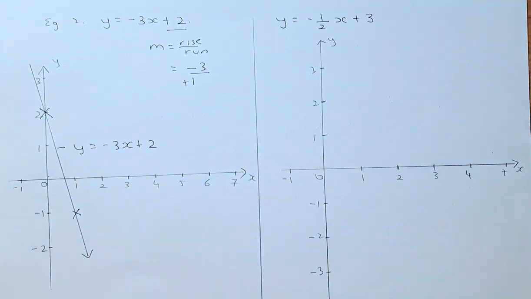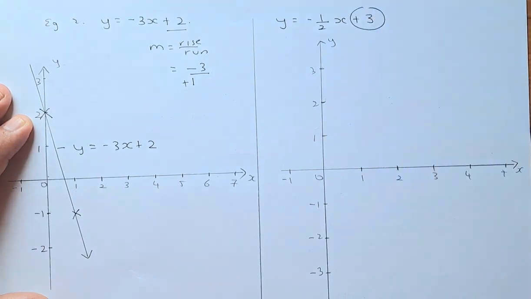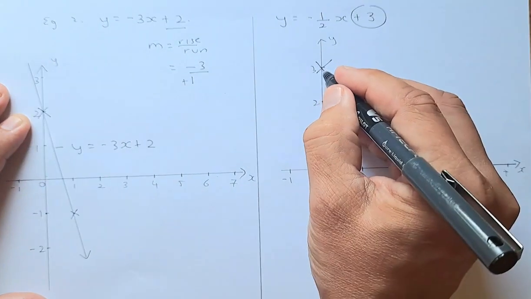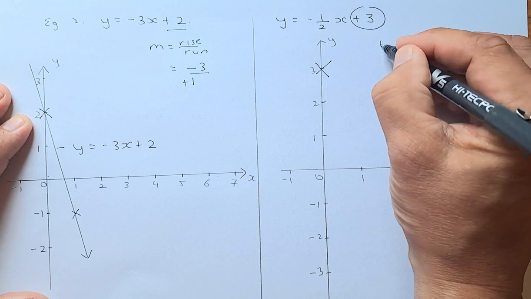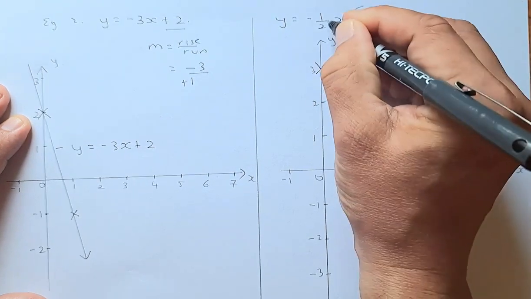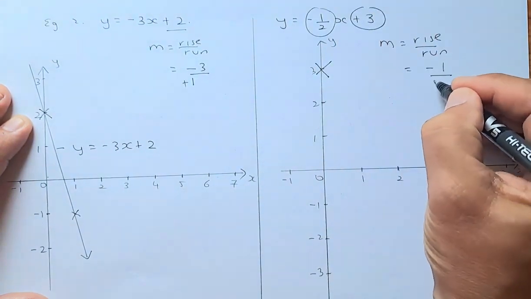And last but not least, we're going to do the hardest example. We have a fraction. It is y equal to minus half x plus 3. Again, you start with the y-intercept. The y-intercept is 3, so you're going to start at 3, where the line cuts the y-axis. Then you need to find the gradient. The gradient is m equals rise over run. In this case, the rise over run is already a fraction, so it's minus 1 over plus 2.